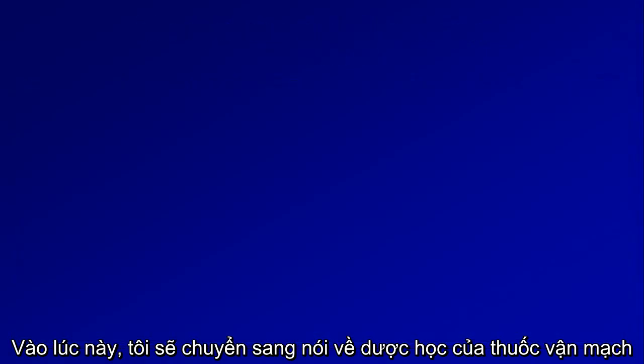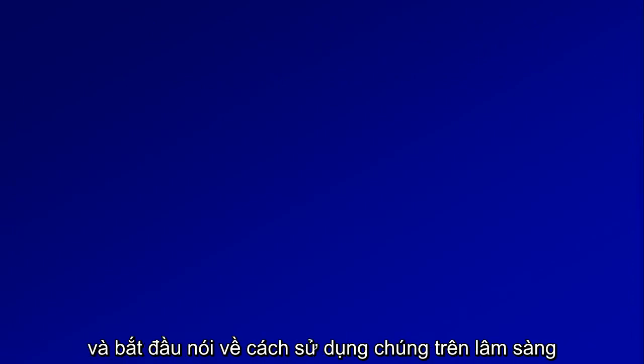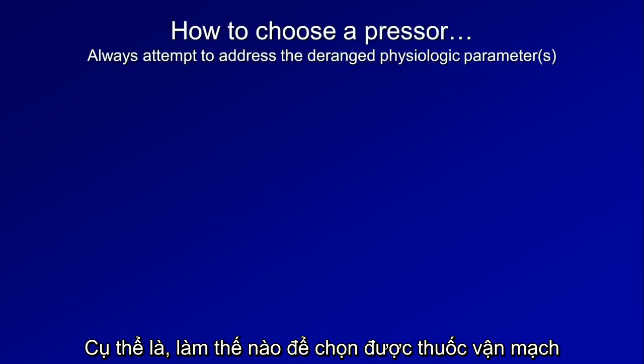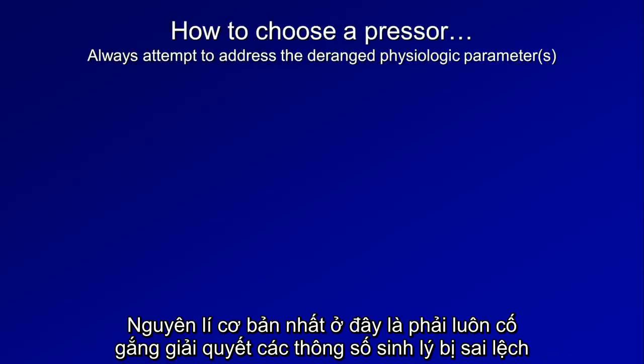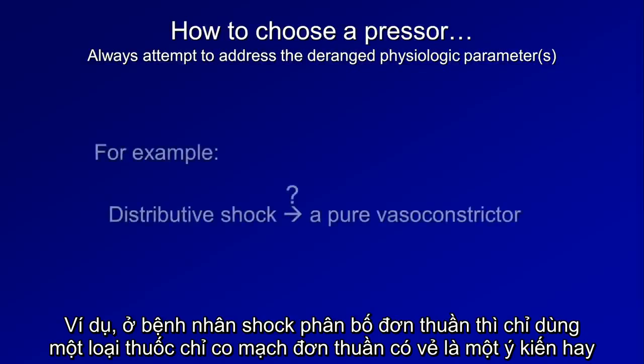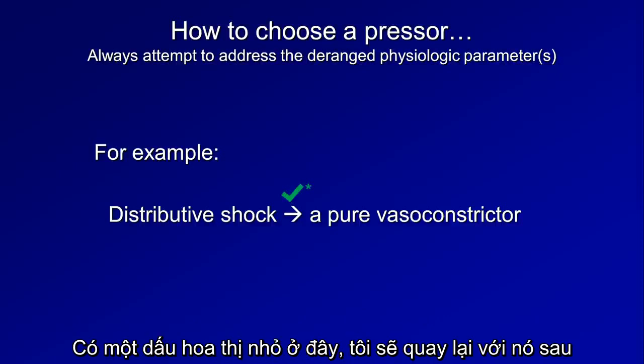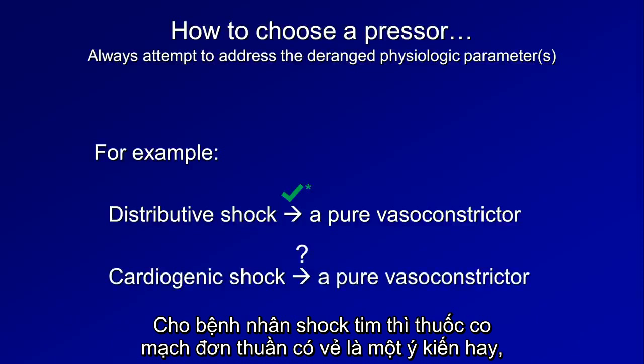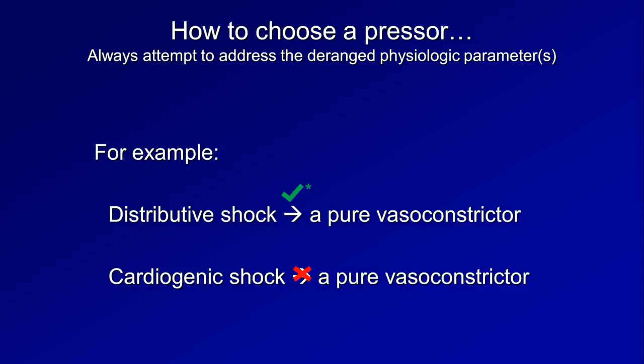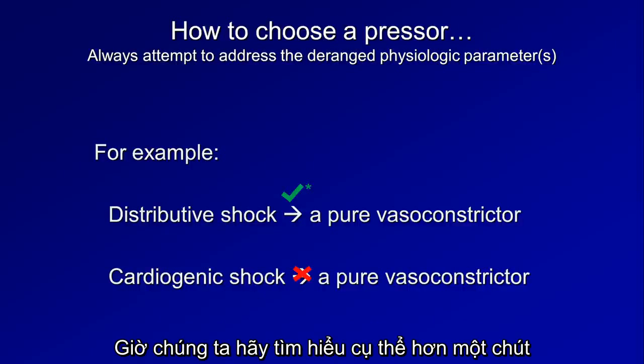At this point, I'm going to move away from discussing the pharmacology of pressors and start talking about their clinical use. Specifically, how does one choose a pressor? The most fundamental principle here is to always attempt to address the deranged physiological parameter. For example, in a patient with pure distributive shock, does a pure vasoconstrictor seem like a good idea? Yeah, probably. There's a little asterisk here that I'll come back to. For a patient in cardiogenic shock, does a pure vasoconstrictor seem like a good idea? Absolutely not.